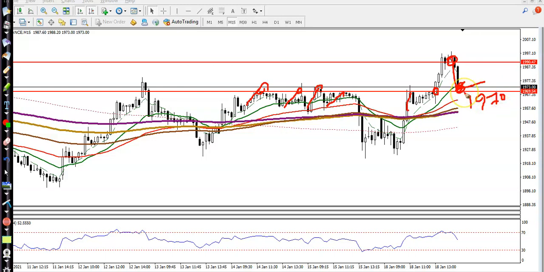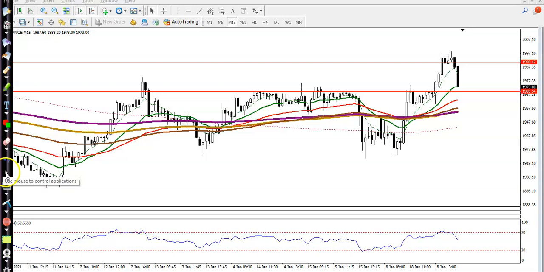So in that case we are looking for a buy if they form any bullish signal above 1970. That is our first buy opportunity, and we will close our first position at 1990, 20 rupees above. So we'll close our position. If price breaks this resistance line, then definitely we'll go for a buy again.